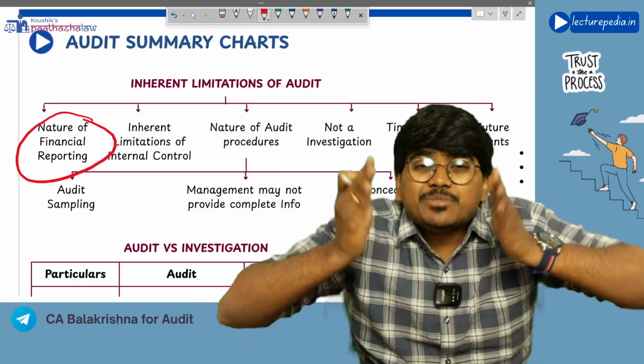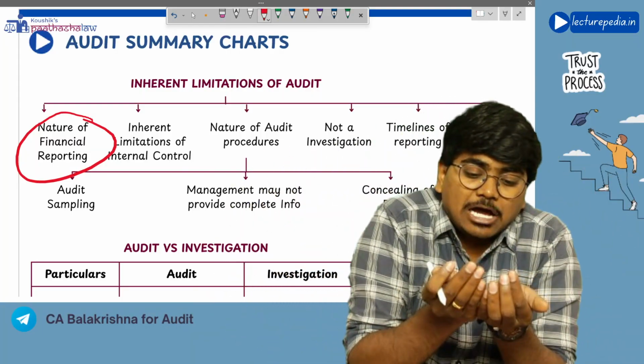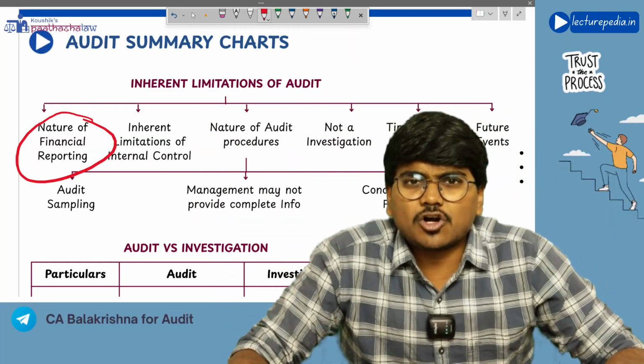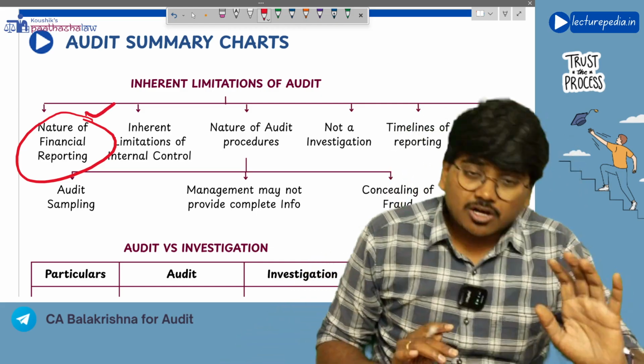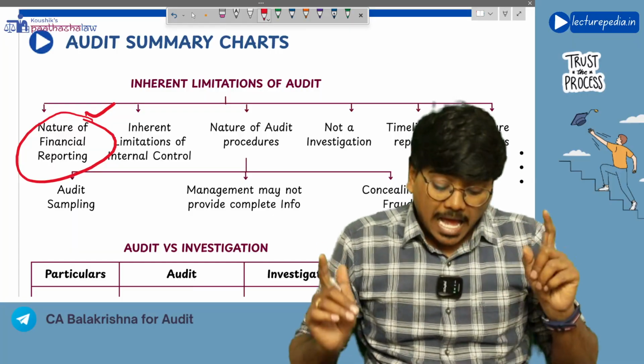So this is one of the limitations of the audit. If management itself doesn't know whether the amount that they have presented in the financial statements will actually occur or not, how can the auditor identify all the frauds and errors, right? So this is one of the limitations of audit, because of which the auditor can never give absolute assurance.